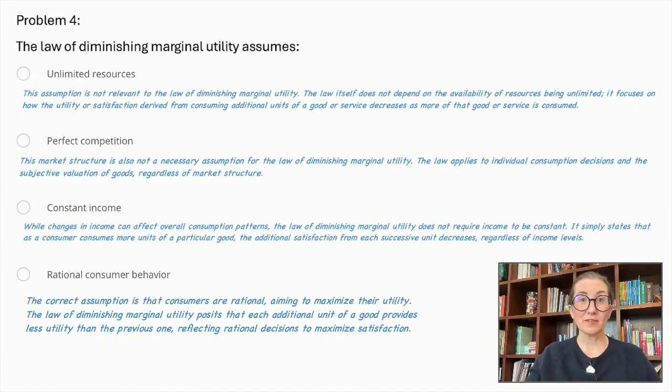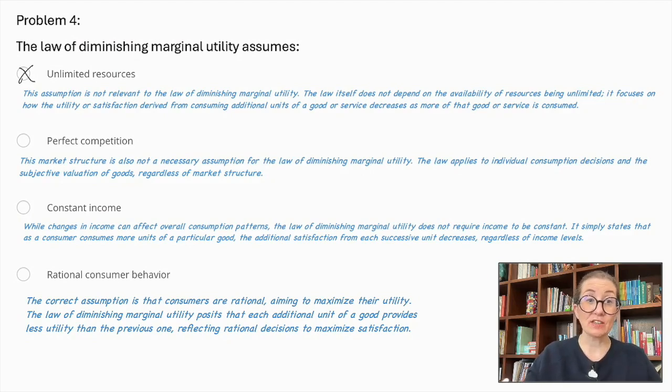Problem number 4. The law of diminishing marginal utility assumes unlimited resources. This assumption is not relevant to the law of diminishing marginal utility. The law itself does not depend on the availability of resources being unlimited. It focuses on how the utility or satisfaction derived from consuming additional units of a good or service decreases as more of that good or service is consumed. So that's not the correct answer.